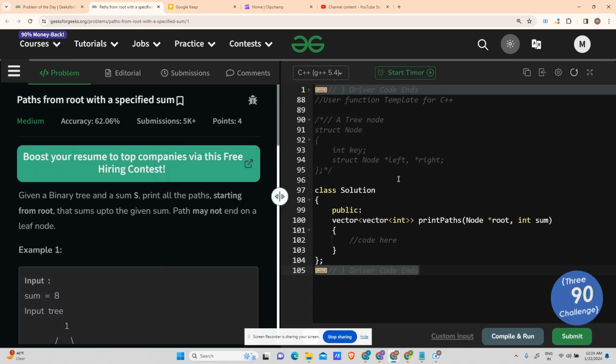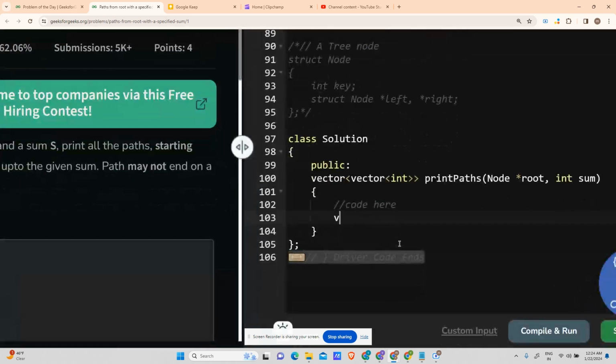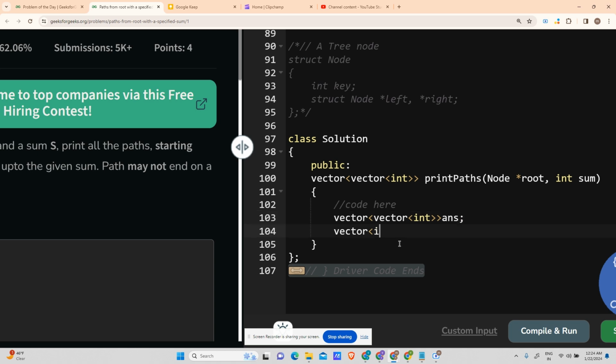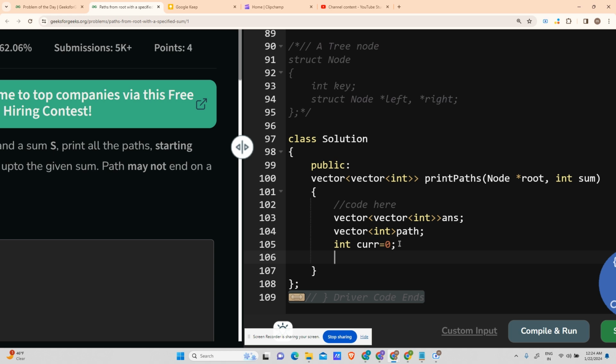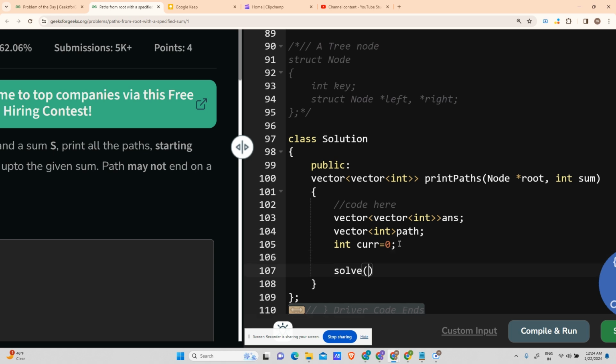So moving to the code section, as you can see, we have to return a vector of vector int. Let me zoom it down a little. Yeah. Vector of vector int answer. As discussed, one vector to store the current path, so name it as path only. Okay. My current sum is 0. Now make a call for the recursive function.